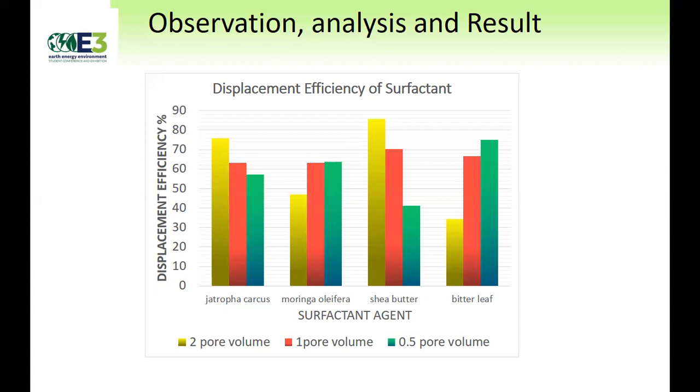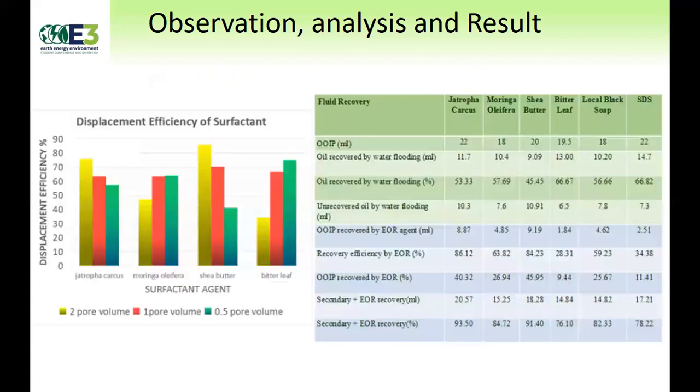After looking at this in different ranges, we decided to carry out the experiment further, and in tabular form, looking at the results clearly, we have the initial oil in place volume for each of these substances, and we could see the recovery from the water flooding from each of them. Thereby, we have more recovery found in percentage in the conventional, followed by the bitter leaf and Moringa with Jatropha curcas, and also the black soap.